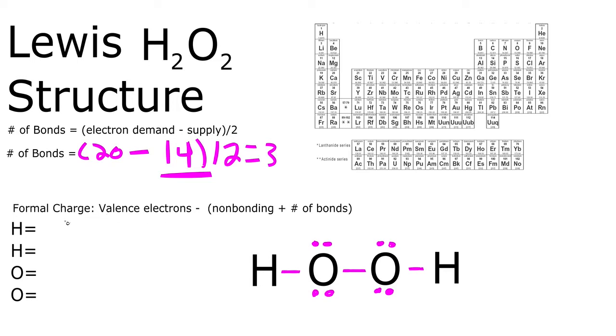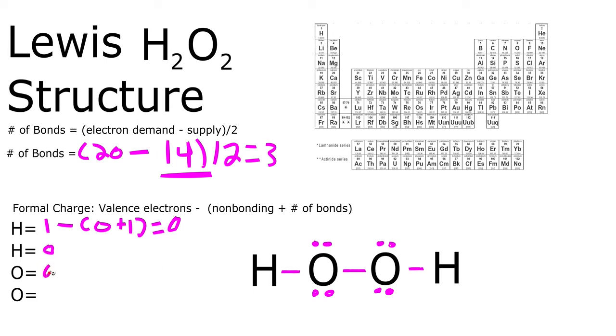So how many valence electrons does hydrogen have? It has 1, minus the non-bonding, which is 0 because there's no lone pairs on there, plus number of bonds. It has a single bond, so that's 1, so that equals 0. This hydrogen is the same setup, it only has a single bond, so we can just say that's 0. And these oxygens are the same too, so we only have to do really 1 oxygen.